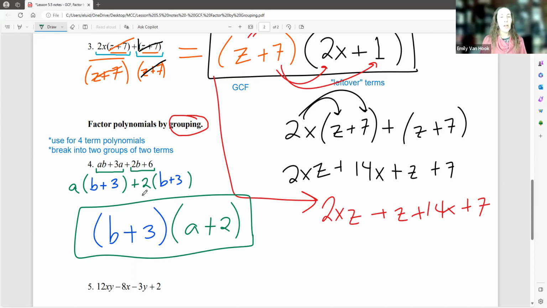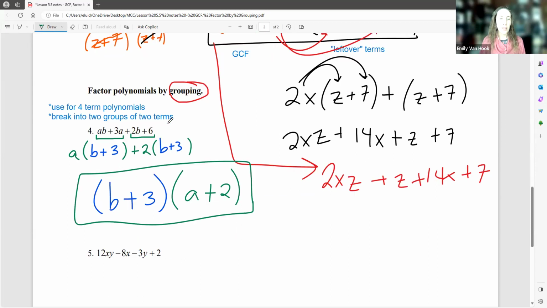And if you wanted to, you could check by distributing. If you FOIL or if you distribute, you should get the exact same 4 terms that we started with. So B times A, there's AB. B times 2, that would be 2B. 3 times A would be 3A. 3 times 2 would be 6. So it would give you the same 4 terms. They might be out of order, but they're all there. So we would know that we have our correct answer. So that's factoring by grouping. We attempt to use it when we have 4 terms.